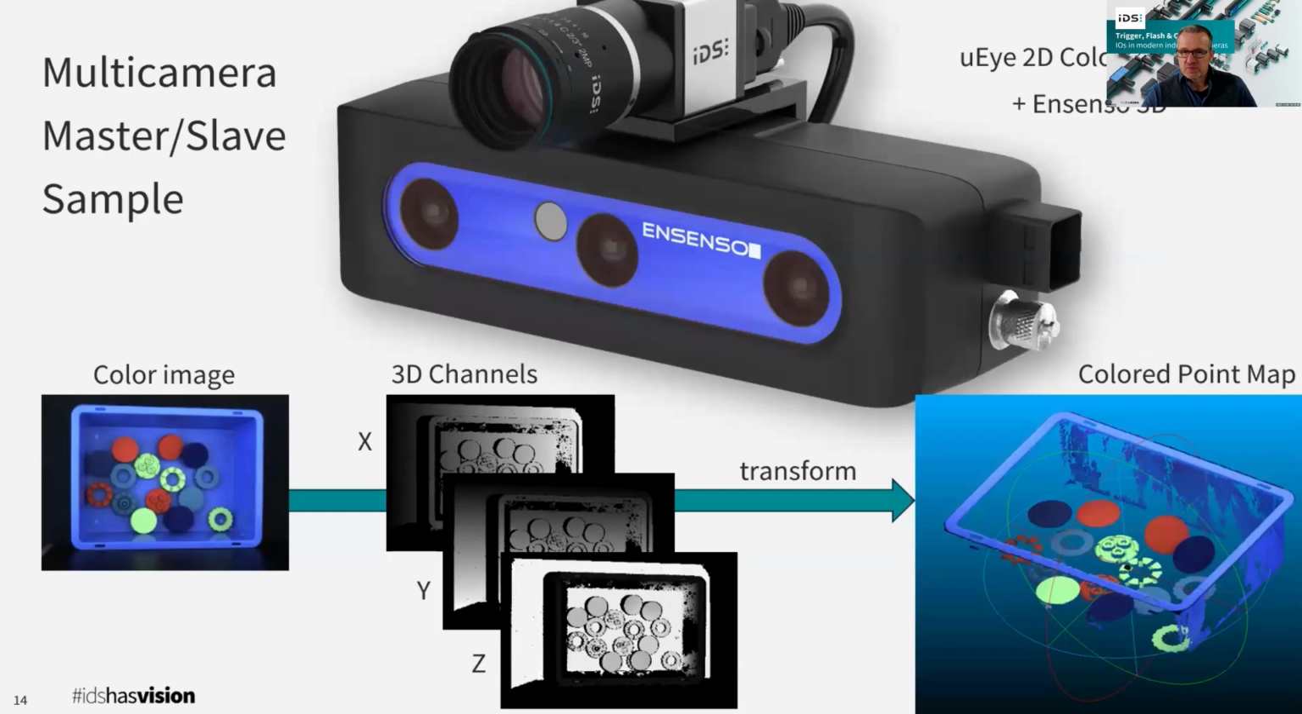A good example of such a multi-camera application is when a 2D standard camera generates the color information for 3D data from perhaps an Ensenso camera, a stereo vision camera. Here, the Ensenso camera is first triggered via an input, which then precisely transmits its exposure time via an output to the trigger input of the 2D uEye camera. The trigger settings are then used to start the exposure at exactly the right moment. This allows the resulting data to be generated and combined simultaneously.